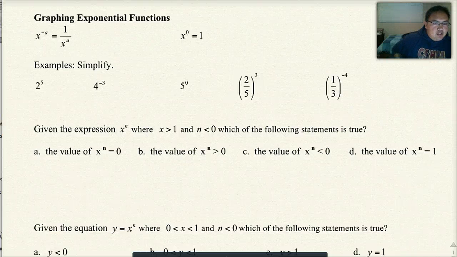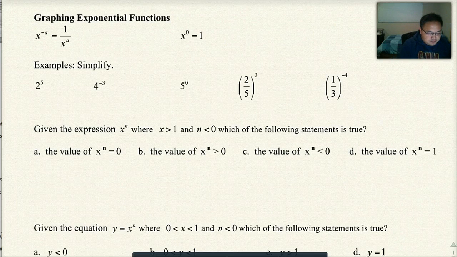Hello everyone, this video is on Unit 1, Standard 1, and this is a pre-calculus review on exponential functions. So what we're going to do is talk about graphing exponential functions and how to solve them. This all should be reviewed from your former math classes.